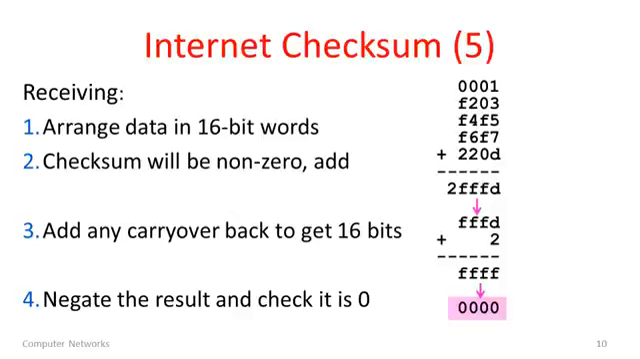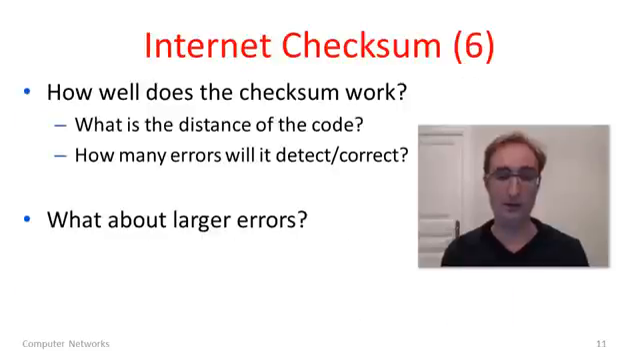And it's cleaned up here. You can see I've highlighted it as good. I already knew I got the right answer because it came out as zeros. So that's how checksums work. What we need to ask, though, is whether they're any good. How well does this checksum work at detecting errors? We could begin by asking, what's the distance of this code?